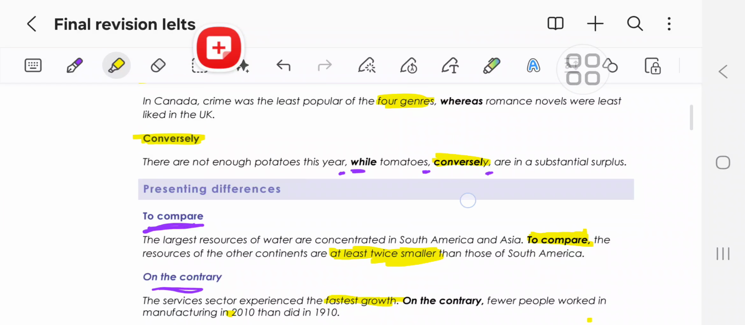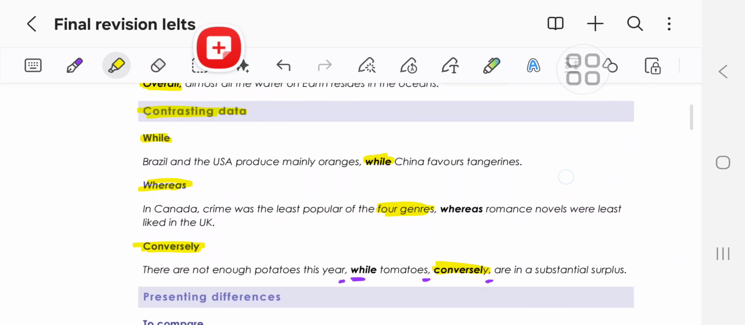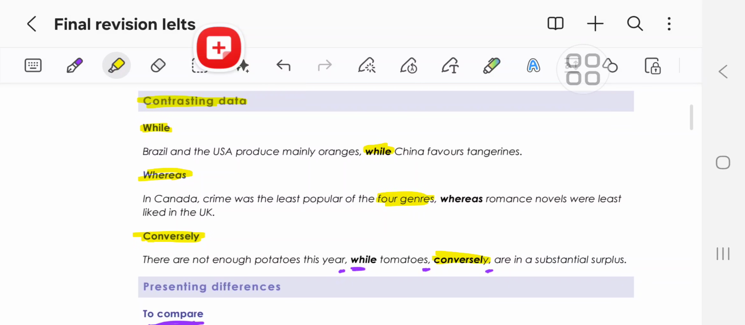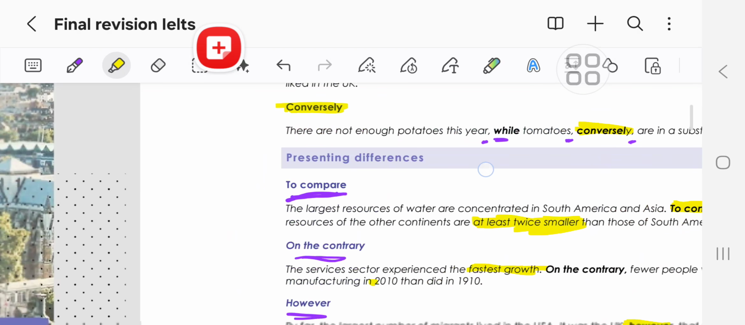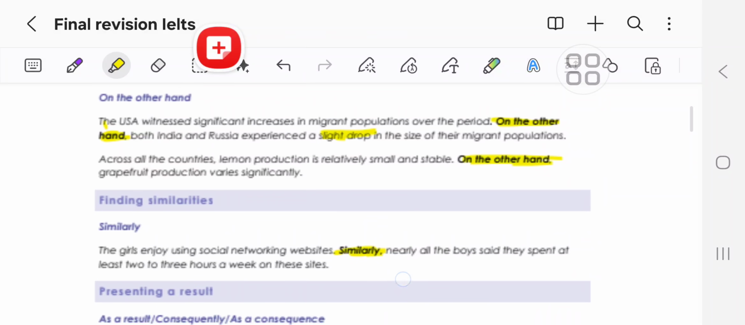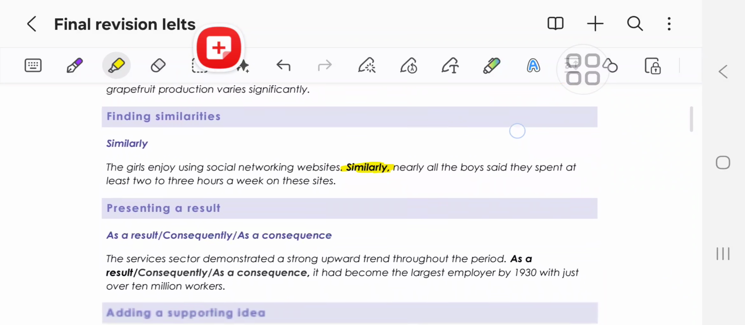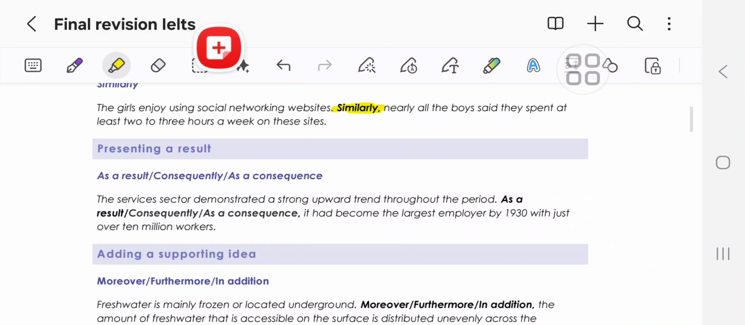And then conversely, on the contrary, whereas, while: these are all basically followed by... sorry, there is no comma in "whereas" and "while", but in "conversely", yes, you have the comma after that. Okay, that's how it is done. So now let's talk about presenting the result: as a result, consequently, as a consequence.